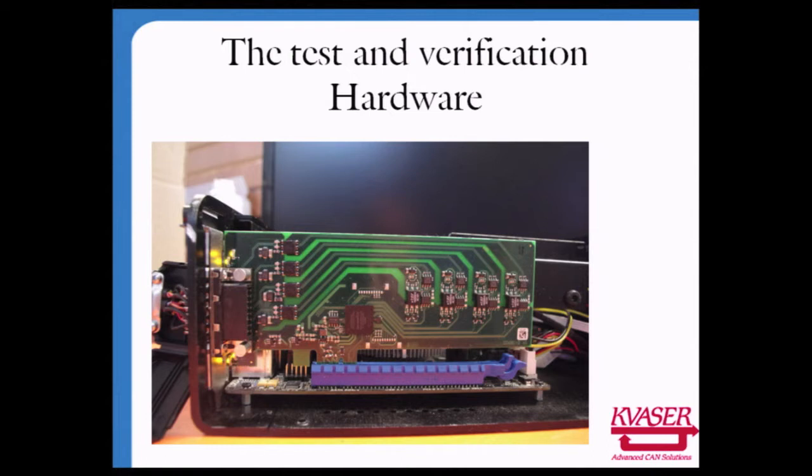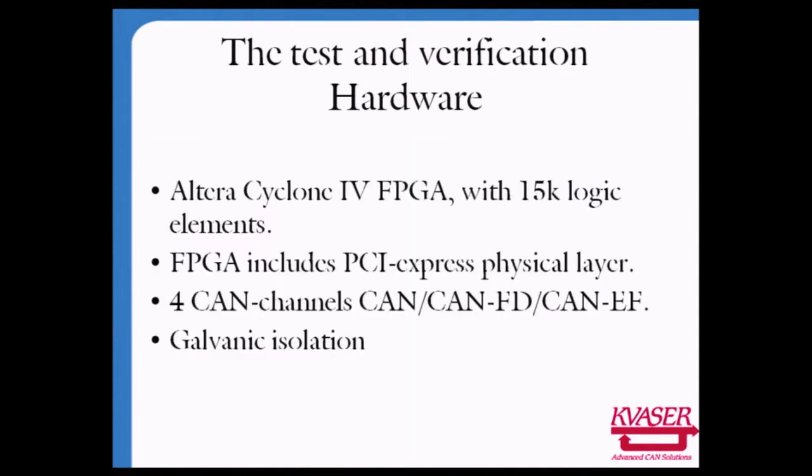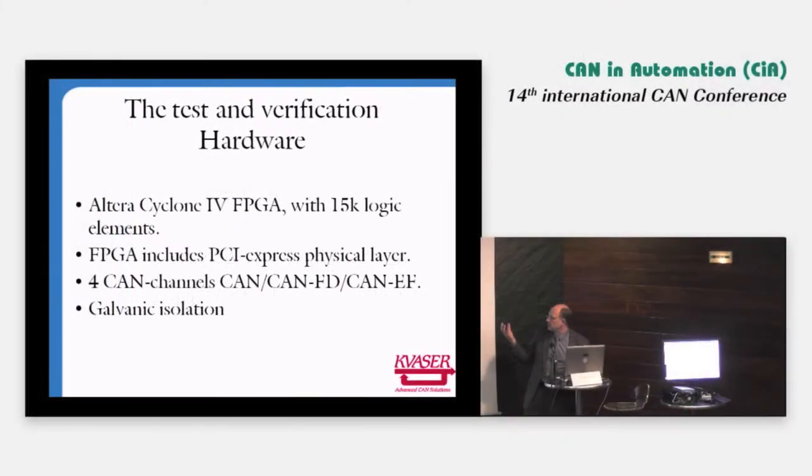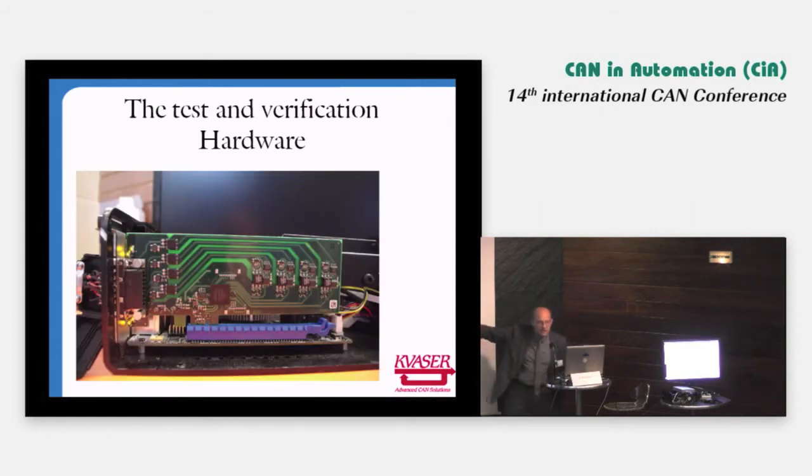We make mostly Kvaser CAN interfaces, so this design is very much optimized for that type of application. It's in a small Cyclone 4 FPGA with 15K logic. It's roughly 2.5K for each CAN controller, and 5K is for DMA and the PCI Express interface. And it's a combination of CAN, CAN-FD, and CAN-EF. I'm going to talk more about CAN-EF. CAN-FD, I think you already know. And there is, as you can see, a galvanic isolation as well.